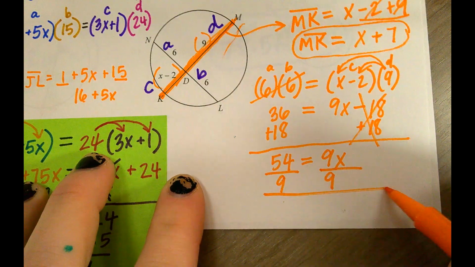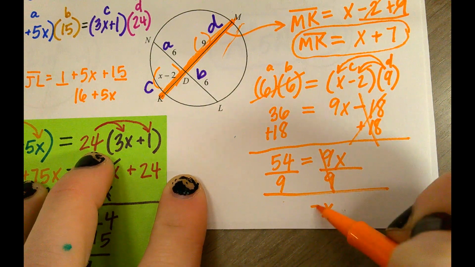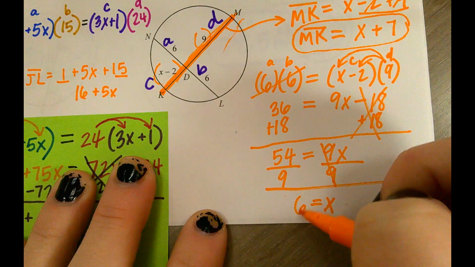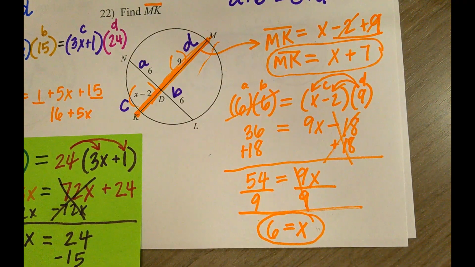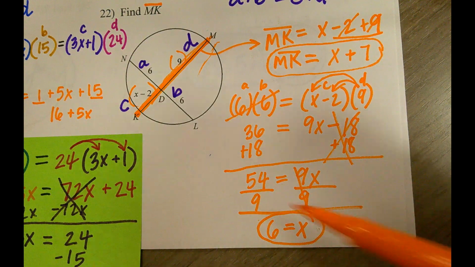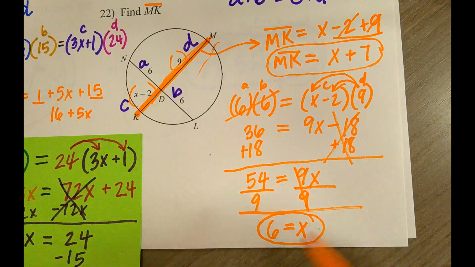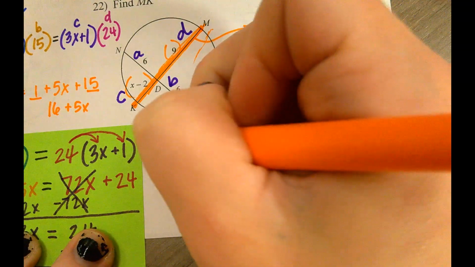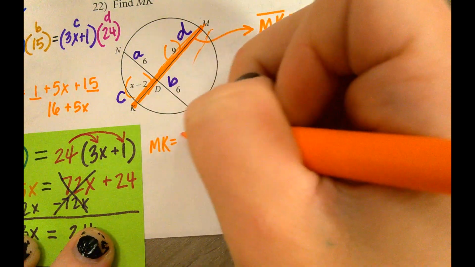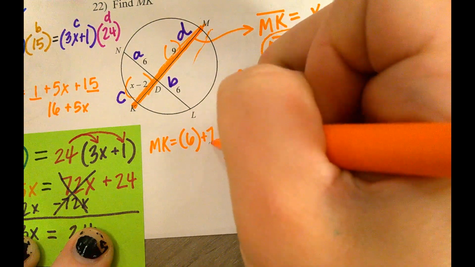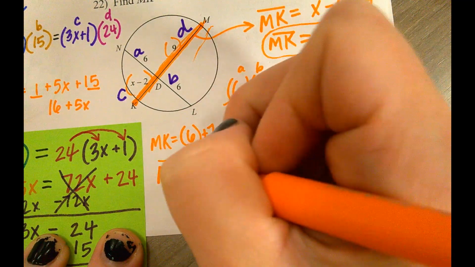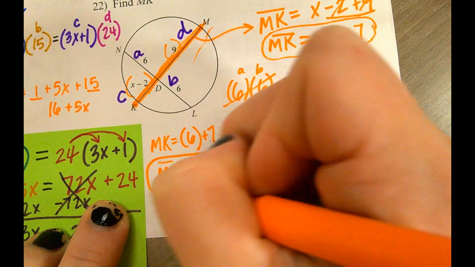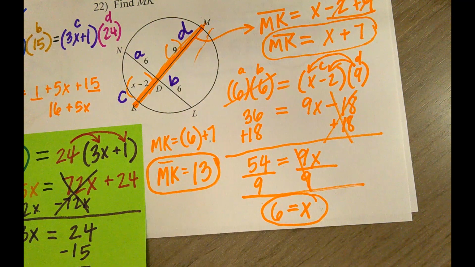We'll divide by 9. And we get x equals 6. Good. X equals 6. Now that we know x, can we find MK? Yes. Plug it in. Perfect. MK equals, we said it was x plus 7, so let's plug in 6 plus 7, and we get 13. And that is it for 22.